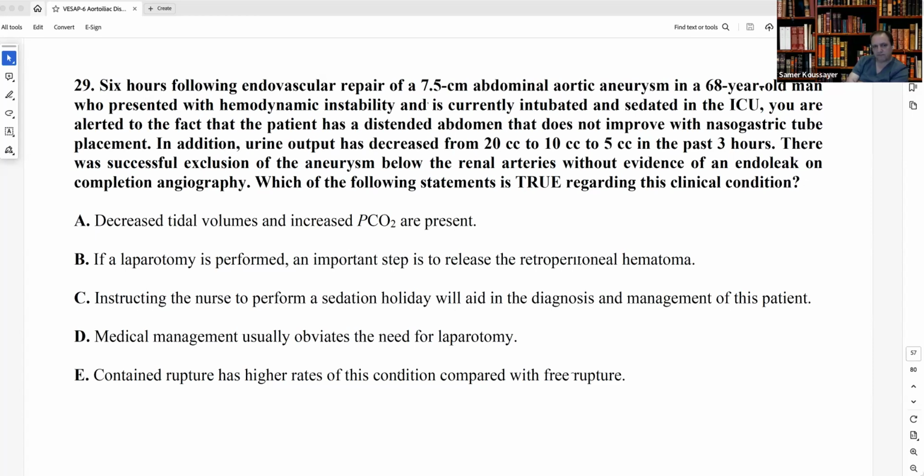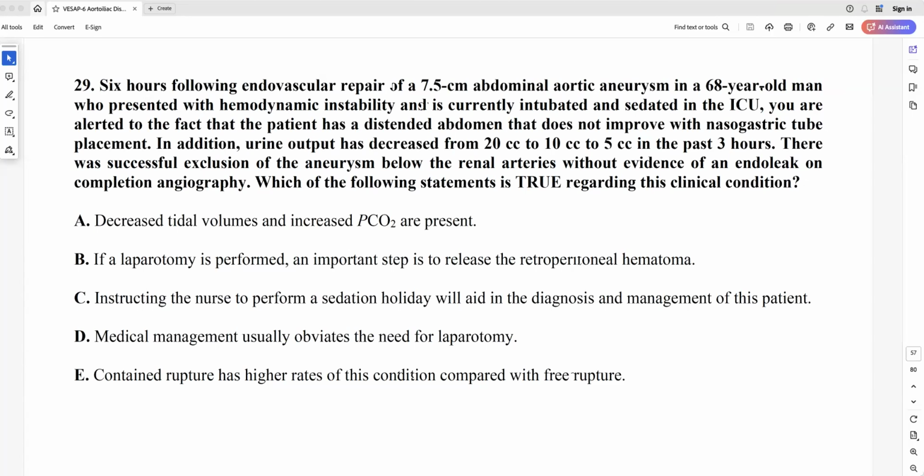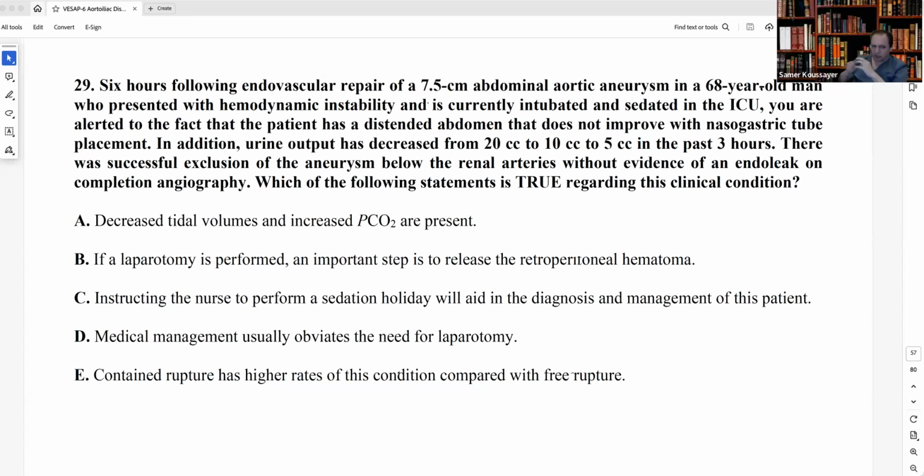Okay. Last one. Contained rupture has higher rate of this condition compared with free rupture. What's the difference between a free rupture and a contained rupture? With a free rupture, what happened? You can give more volume, right? Because you lose more blood, correct? So you give more blood, more volume, the patient is completely unstable. So you end up with more fluid, more edema, more swelling in the bowel.